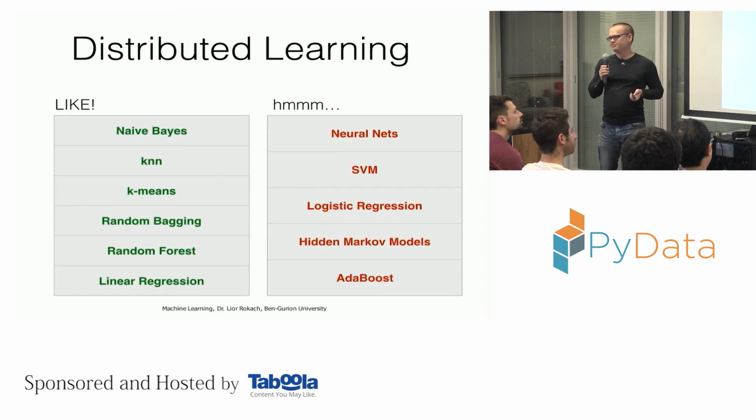So which algorithms don't we like on Spark and on Hadoop? Well, neural nets: you have to do many passes over the data. You need to read the data again and again and again for each epoch. We don't like SVM, we don't like logistic regression and AdaBoost, for the same reasons, basically.